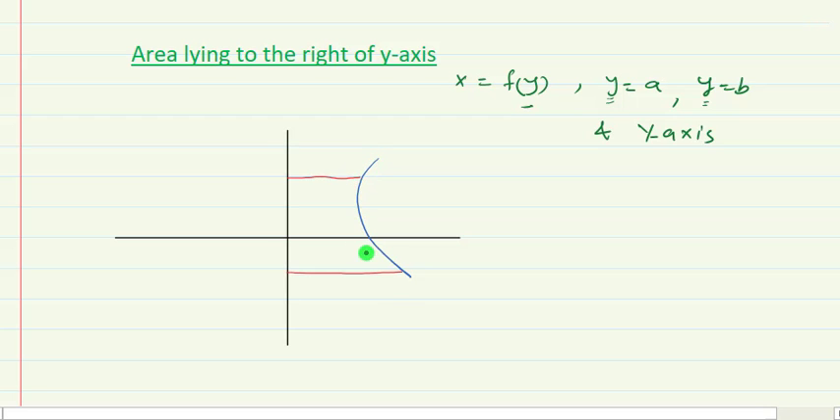So here the curve is drawn. Let us suppose this is y is equal to a. This is y is equal to b. a and b are any constants, maybe negative or positive. And this is the y-axis. So the area is given by the limit from a to b f(y) dy. As we are calculating area with the y-axis, we will take dy over here, and the curve will also be written in terms of y, and the limit is a to b.